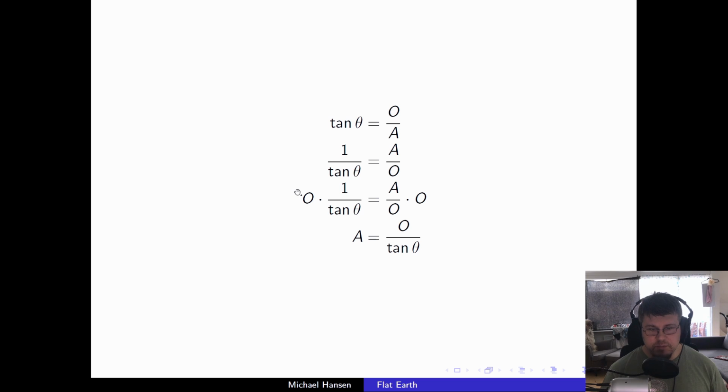You can now multiply by O on either side. So if we take this side first, we have A divided by O multiplied by O. We have O divided by O, it goes out. Here we have 1 over the tangent of theta times O, and that is the same as O divided by tangent of theta. So our new formula becomes the adjacent is equal to the opposite divided by the tangent of theta. This is the formula that we're going to use throughout this video. It's almost the only formula that we're going to use, but it's the one that matters.